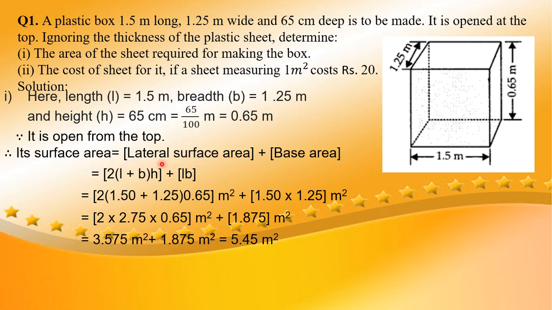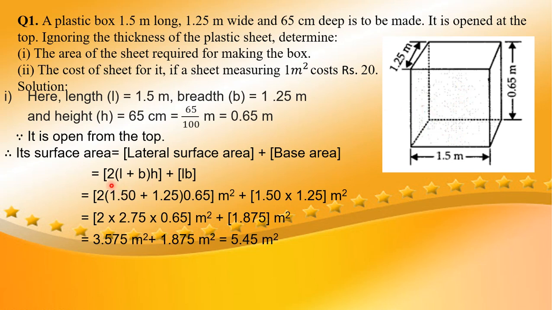Now it is open from the top, so the surface area of the box will be all four surrounding faces, that is the lateral surface area, plus the area of the base. In this way also we can calculate; as I said earlier, we can find the total surface area and subtract the top area, or we find the lateral surface area, that is the area of all four surrounding faces, plus the area of the base, which will be the sheet required for making the box.